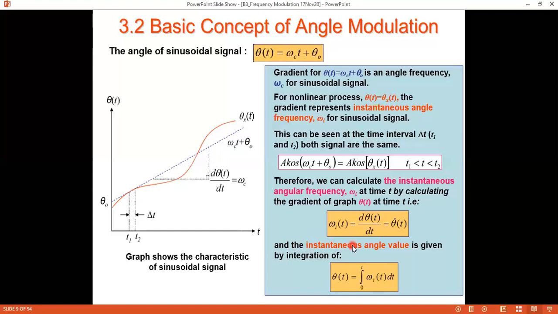From this relationship, we can have the inverse equation: theta t is equal to the integration of our instantaneous frequency. These two are very important, so you need to understand instantaneous angle and instantaneous frequency. This omega i is the instantaneous angular frequency. If it's just instantaneous frequency, it's f i.